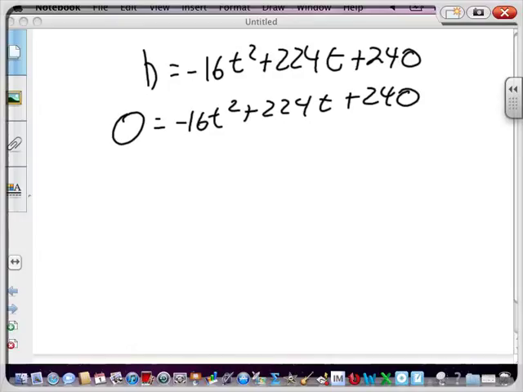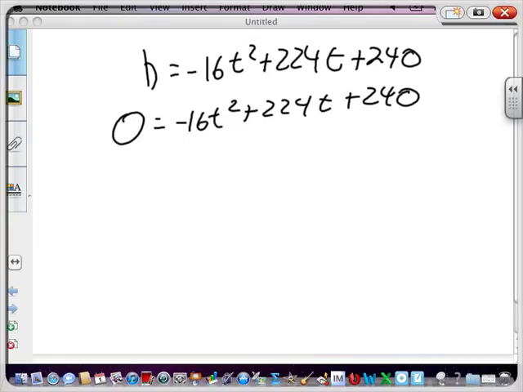You can do quadratic formula. Any way will work. But you won't do that first. The first thing you do is divide everything by 16. It divides by 16 evenly. If you want to do factoring, divide by 16. It's a smaller factoring. You can put these numbers right in the quadratic formula.